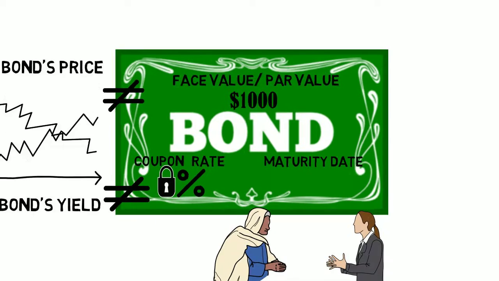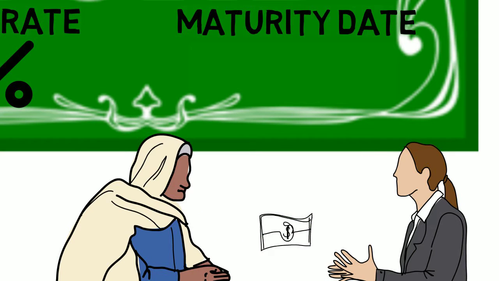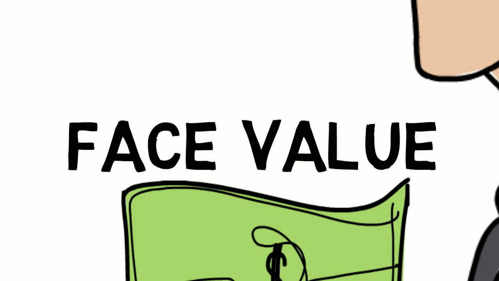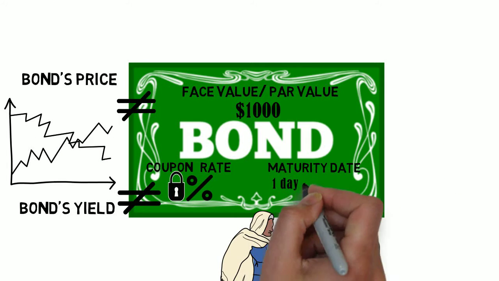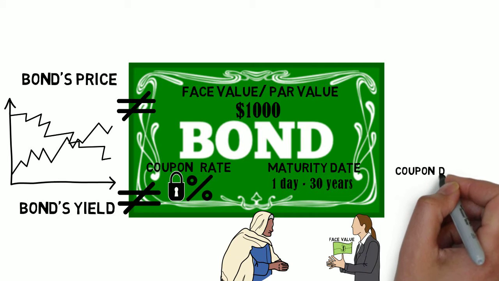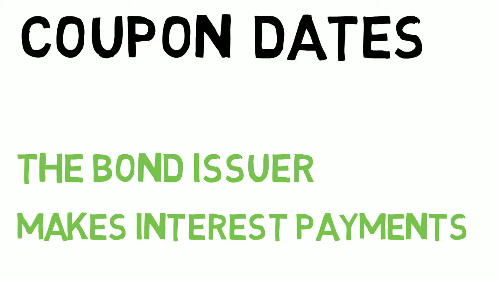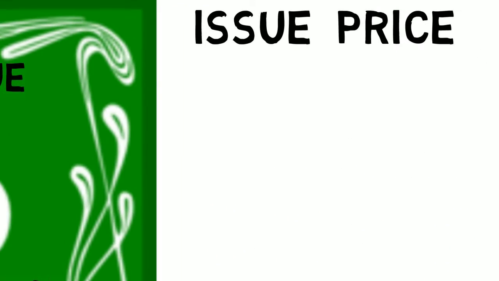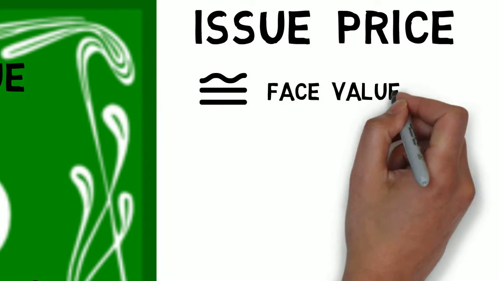Maturity date is the date on which the bond will mature, and the bond issuer will pay the bondholder the face value of the bond. Maturities can range from as little as 1 day to as long as 30 years. Coupon dates are the dates on which the bond issuer will make interest payments. Issue price is the price at which the issuer originally sells the bonds. It may or may not be the same as its face value.